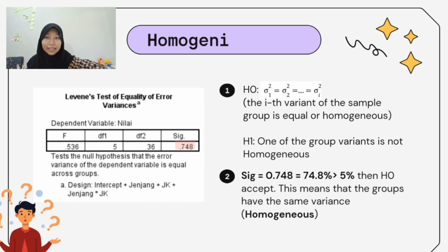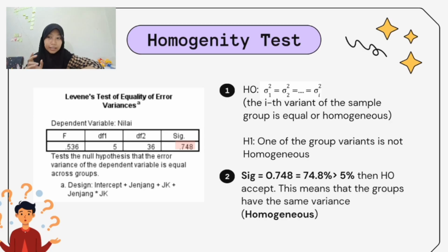And next, the required site of the two-way ANOVA is the homogeneity test. We use Levene's test to test the homogeneity. So the null hypothesis is when sigma 1 square is equal to sigma 2 square until sigma i square, when the ith variance of the sample group is homogeneous. And the alternative hypothesis is one of the group variances is not homogeneous.